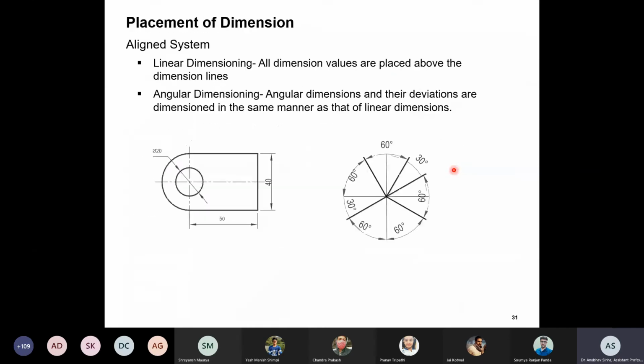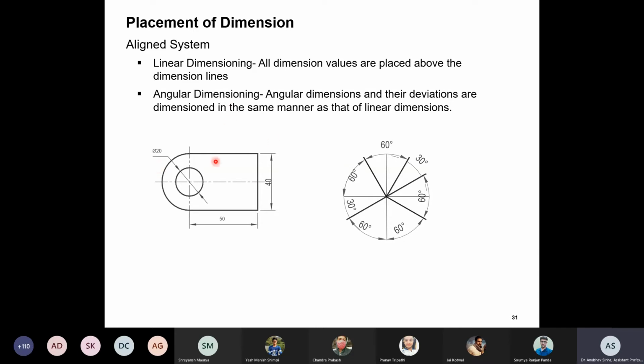Dimension line. Now basically there are some rules on how you will place the dimension. You cannot write anywhere arbitrarily. There are two systems. One of them is the aligned system. Aligned means that you write your dimensions above this line, or to the left of this, or on top of this, as you can see.